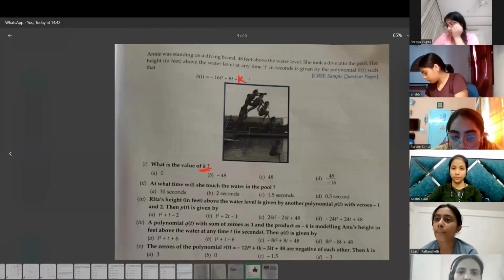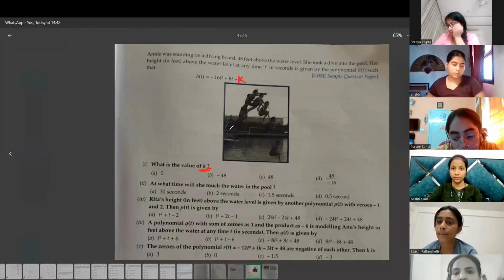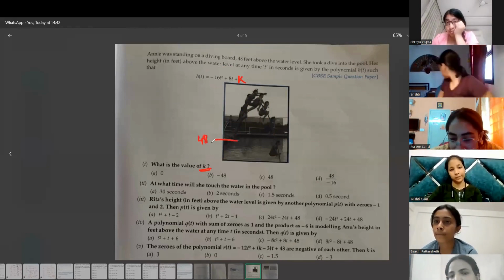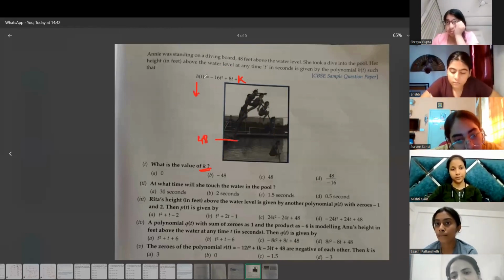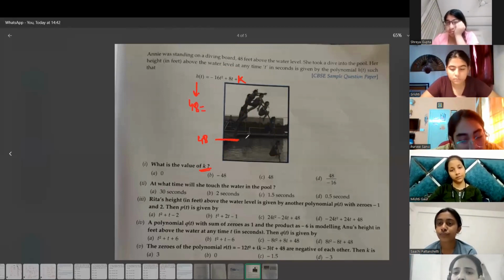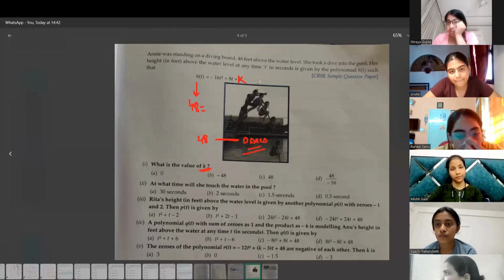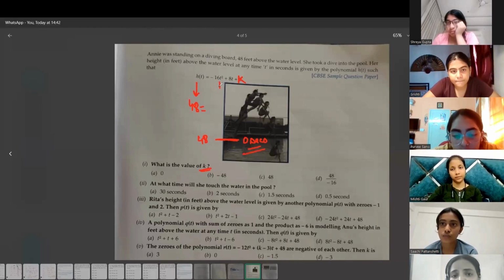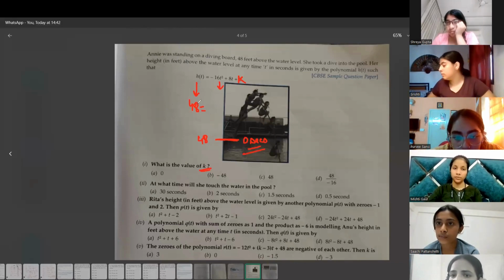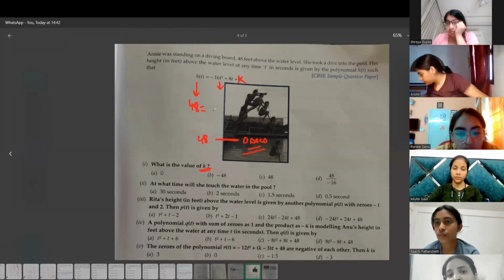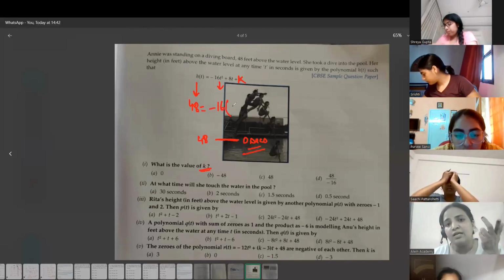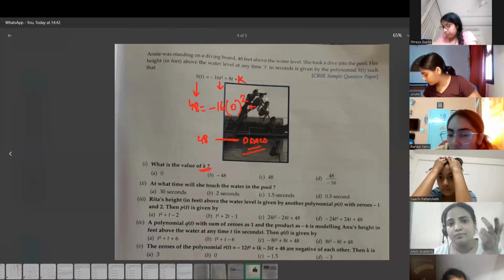What is this new thing k here? So what I know in this question, beta, is that the height is 48, of which this is the graph, height of t. So height I know is 48. But initially, when would she be on the board? At 0 seconds, right? After 0 seconds she would have leaped to dive, right? So at time t means 0. So what you will do here is put that height at t is 48 and put t as 0 seconds. -16 times 0 squared plus 8 into 0 plus k.